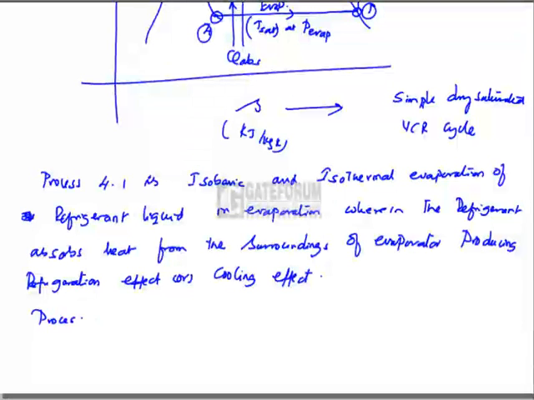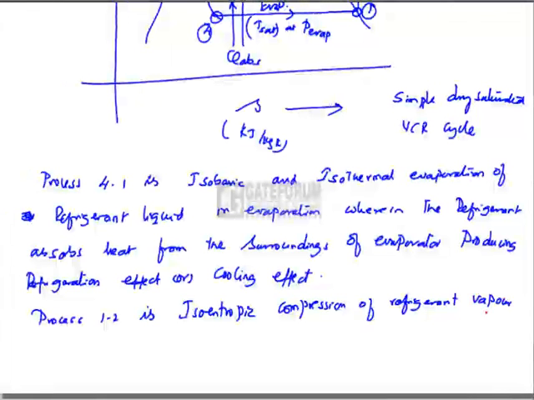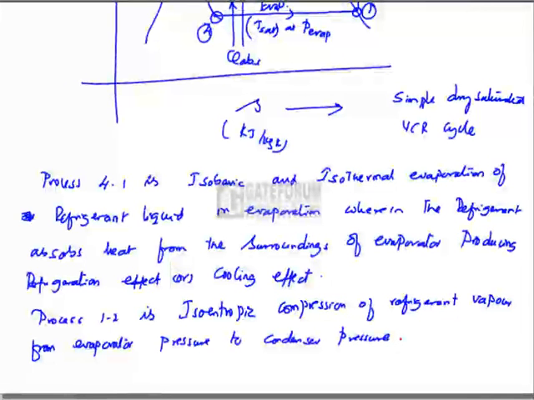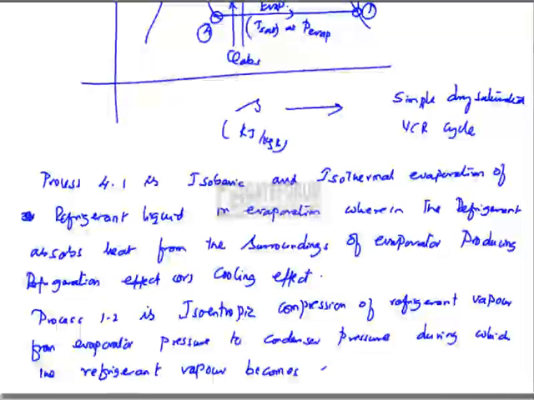Next, process 1-2 is isentropic compression of refrigerant vapor from evaporator pressure to condenser pressure, during which the refrigerant vapor becomes superheated.